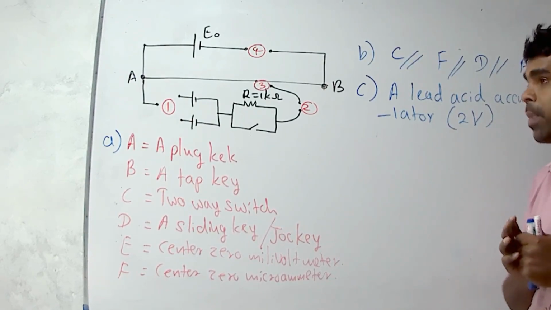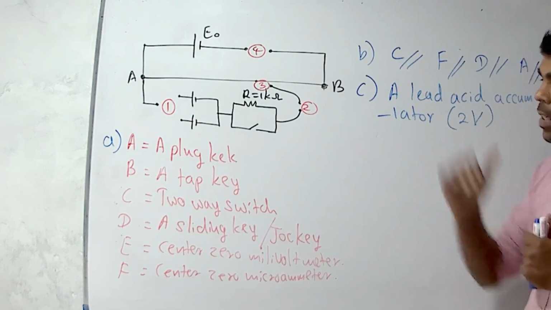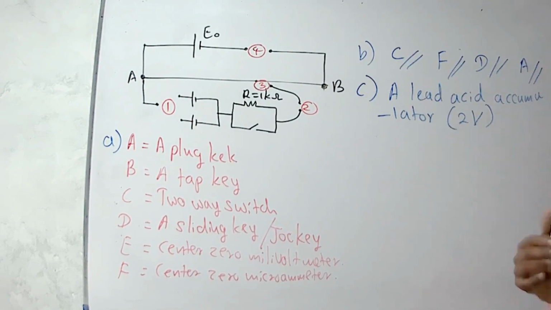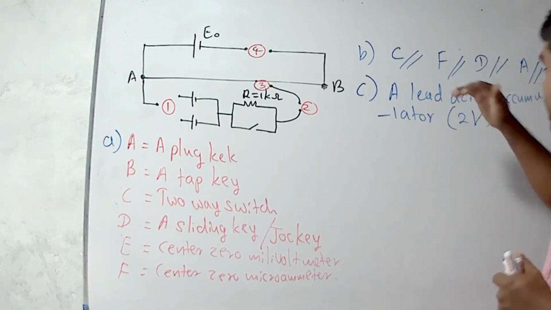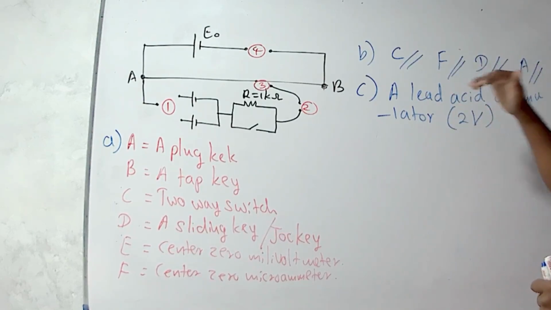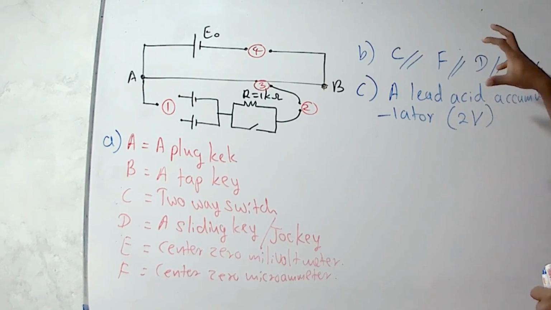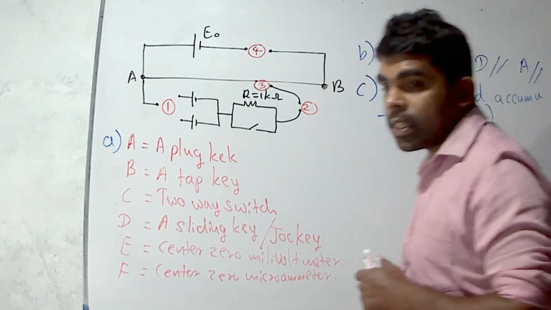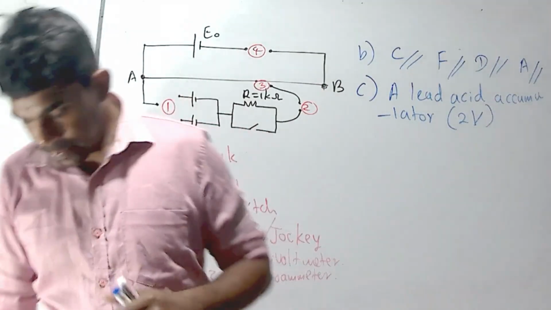You have to remember, in the meter bridge experiment and this potentiometer experiment, we normally use a lead acid accumulator. Its voltage value is 2 volts.